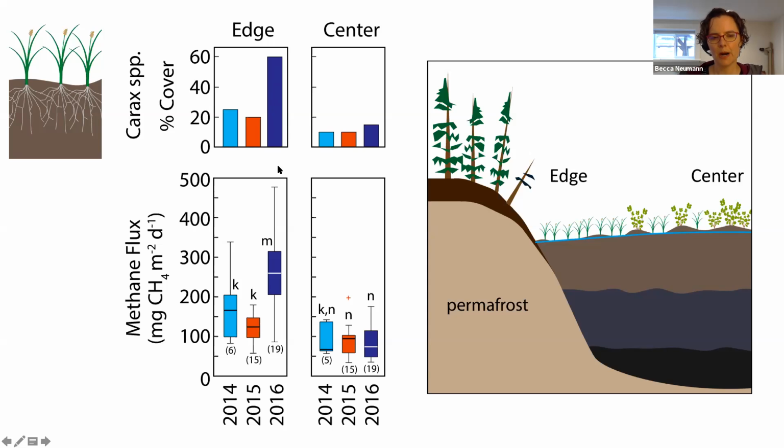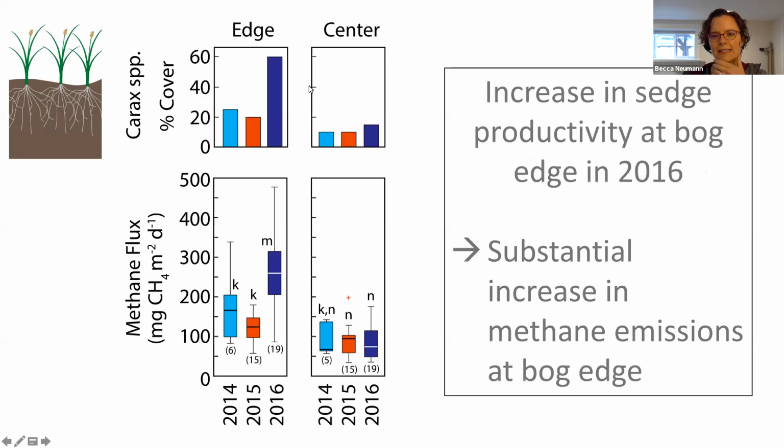And similarly, not much of a response in the center or in these other years. So part of the answer to why this big increase in methane emissions had to do with this increase in plant productivity. But that, of course, leads to another why question. So why this increase in plant productivity just at the edge of the bog just in 2016?